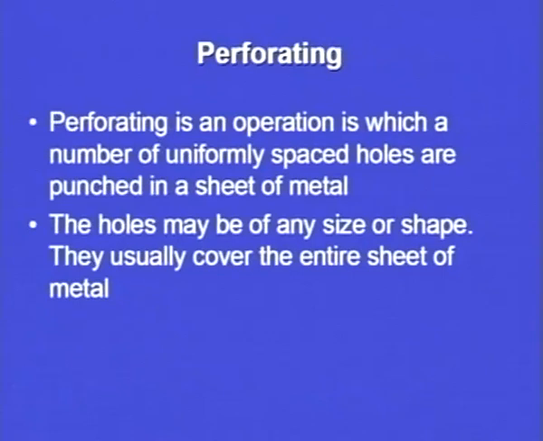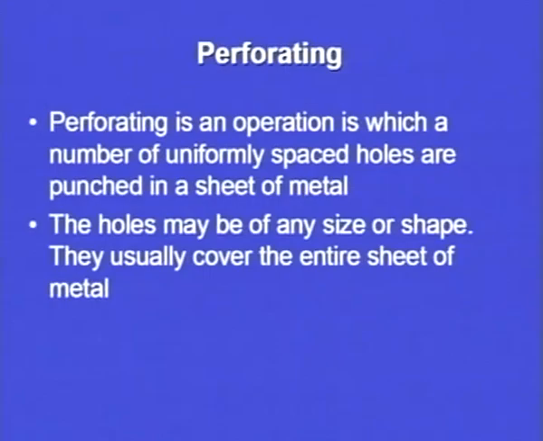So, if we want to make a series of holes on a sheet metal, this can be done using the process of perforating. The holes may be of any size or shape. When we talk of a hole, usually we say that it will be a circular hole only. But in the case of perforating, we can use a punching arrangement in which we can make different sizes or shapes of holes. These will usually cover the entire sheet of the metal.